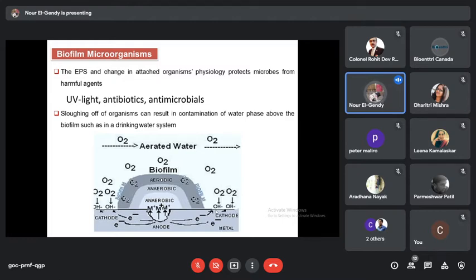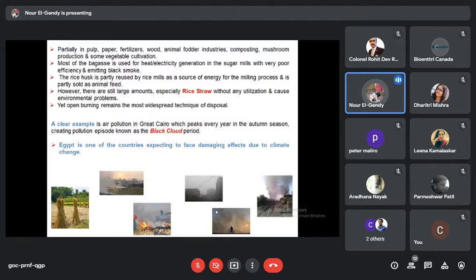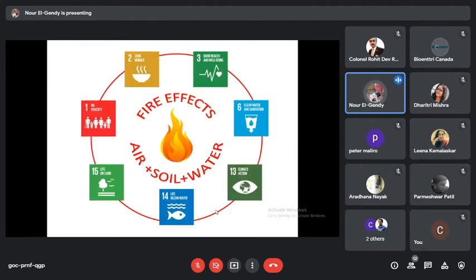Another problem to be solved is the huge amount of biomass coming from the agriculture field, the agro-industrial field, or the paper industry. For example, Egypt suffers from a huge amount of this waste biomass, 60% coming from agro-industrial waste. Part of it is used for the manufacturing of pulp, paper, fertilizers, and food, but a huge amount is still found and remains in the field. Farmers usually get rid of this by open burning, which adds to the problem of climate change and leads to air, soil, and water pollution.